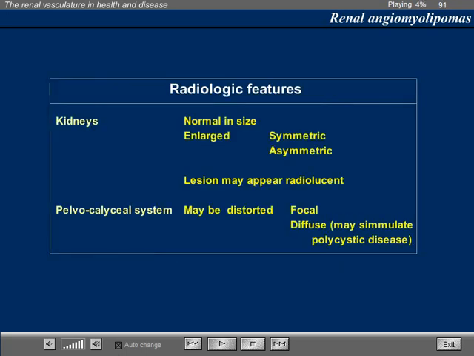The kidneys of patients with renal angiomyolipomas may be normal in size or be enlarged, and the enlargement can be symmetrical or asymmetrical. The lesion may appear lucent, and this will be almost the pathognomonic sign of angiomyolipomas. The pelvocalyceal system may be distorted in a focal fashion or diffuse, although in some instances with bilateral renal angiomyolipomas, there may be no morphological changes affecting the pelvocalyceal system.